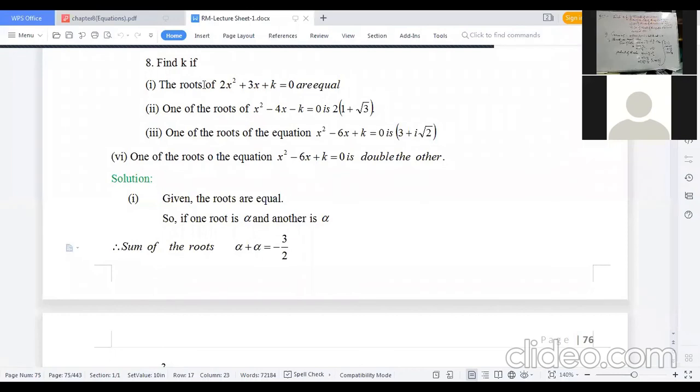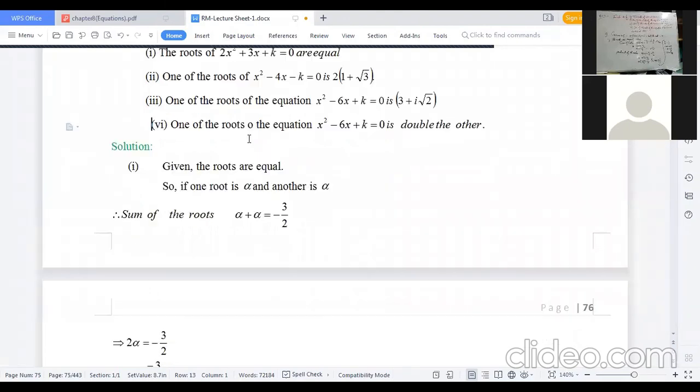Okay, find k if the roots of 2x² + 3x + k = 0 are equal. We have to find the value of k. One of the roots of x² − 4x − k = 0 is 2(1 + √3)/3. Then we have to find the value of k. Another condition, number 3, one of the roots of the equation x² − 6x + k = 0 is double the other. Then we have to find out the value of k.